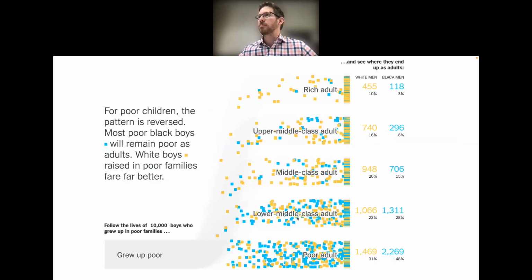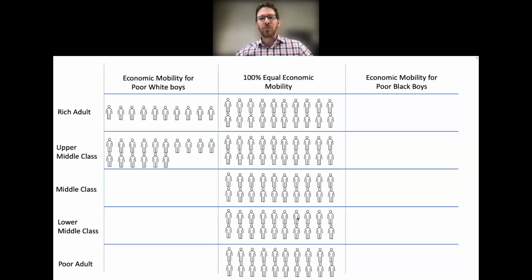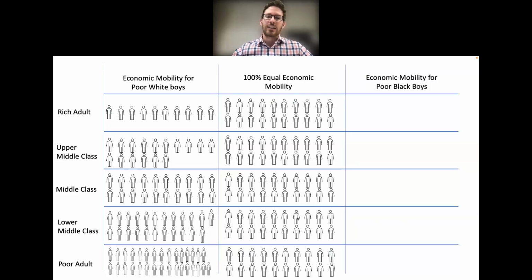What about poor children? Again, we would expect that if there was equal mobility and economic opportunity, poor children would have a 20% chance of fitting in any of these groupings of rich, upper middle class, middle class, lower middle class, and poor. However, what we see is something different. For white boys, only about 10% of them become rich. 16% of poor white boys become upper middle class, 20% become middle class, 23% become lower middle class, and 31% stay poor. So we see that most of them still are in poverty.